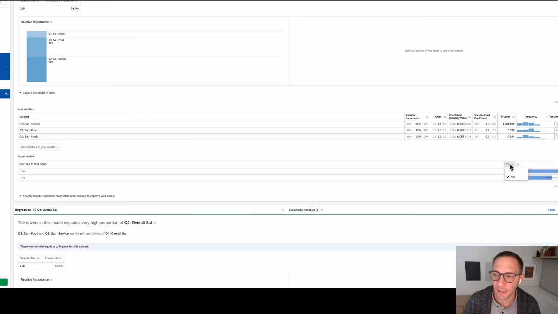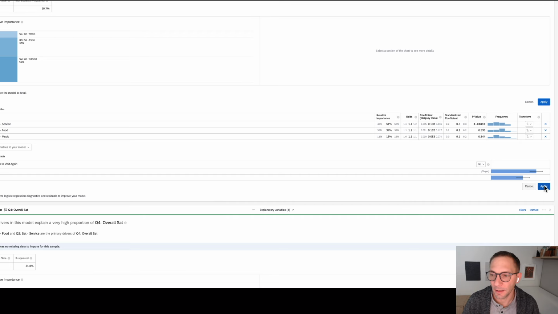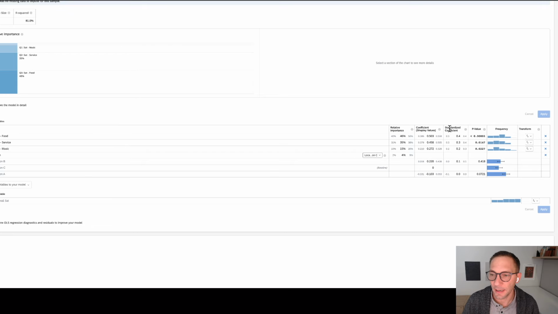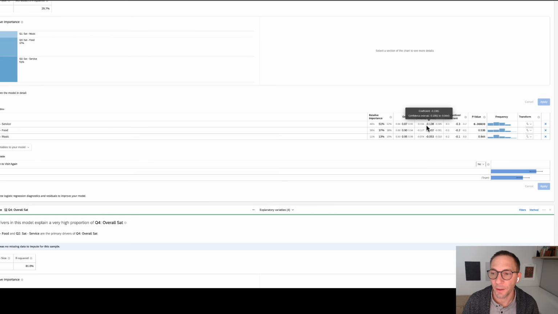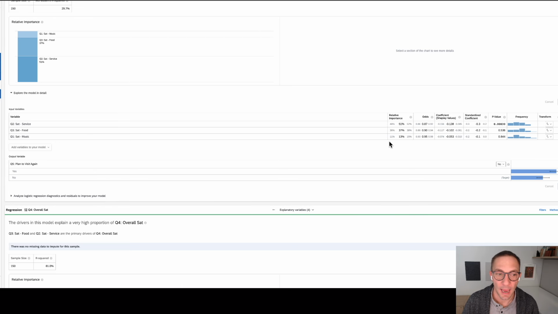If I pop down here and click on no and click apply, you're going to see similar betas, but now they're opposite signs, because as satisfaction with service goes up, you'd expect the likelihood that they don't visit again to go down, right? The more satisfied they are, the less likely it is that they don't want to visit again.